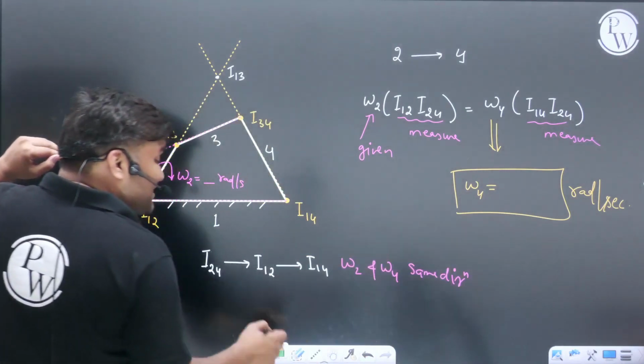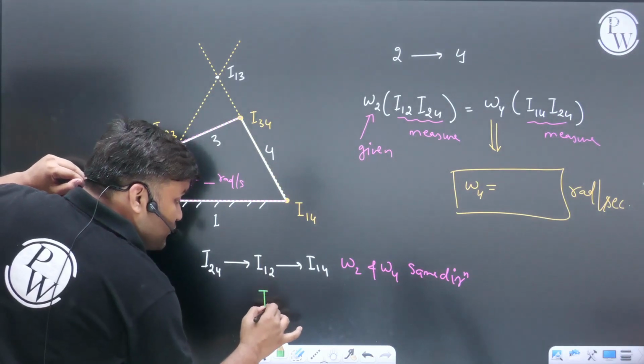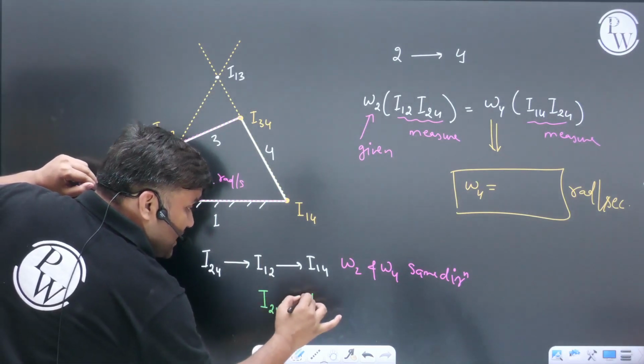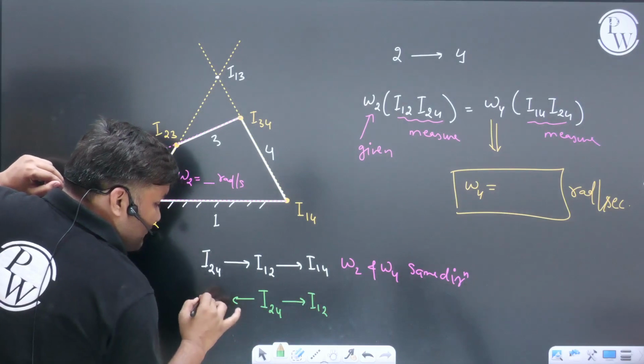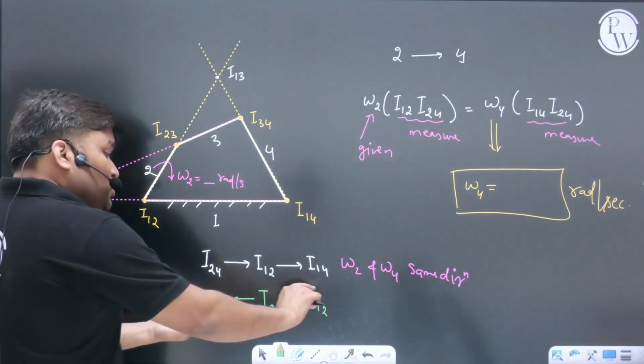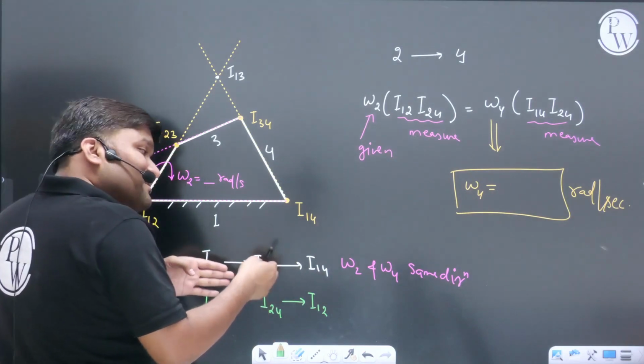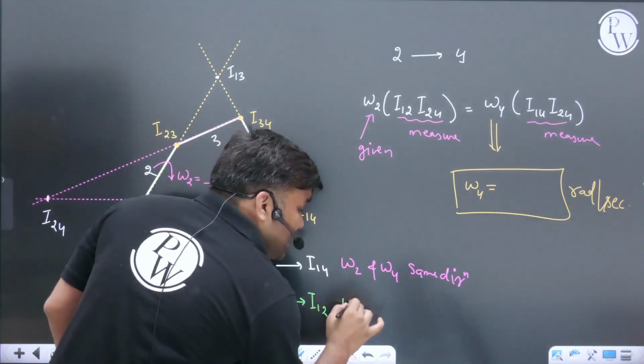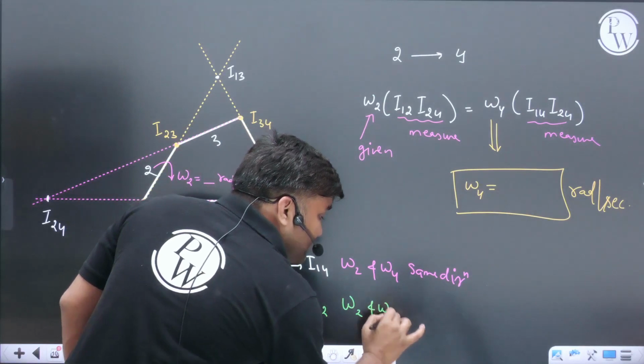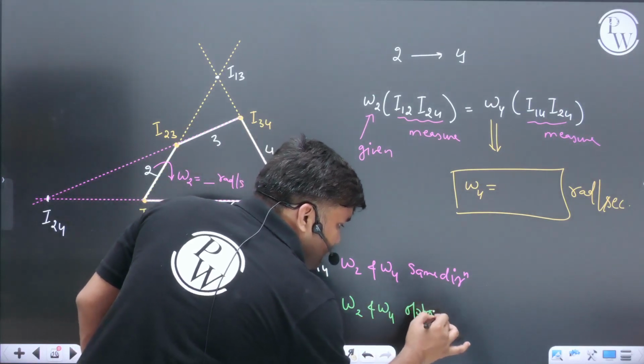And in another case, maybe I24 is somewhere here, with 1 2 on one side and 1 4 on the other side, meaning the common eye center 2 4 is at the middle. In this situation I will say that omega 2 and omega 4 are going to have opposite direction.